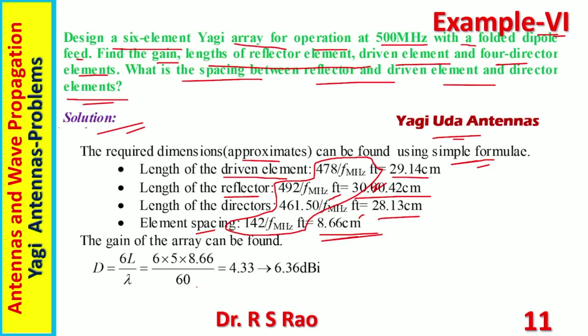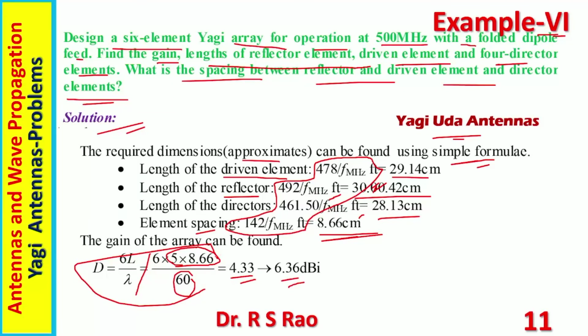The gain or directivity can be computed using the formula 6L by lambda. This is the length of the array. This is lambda. So substitution gives us D as 4.33. One can have it in dB also. In dBs it is 6.36.